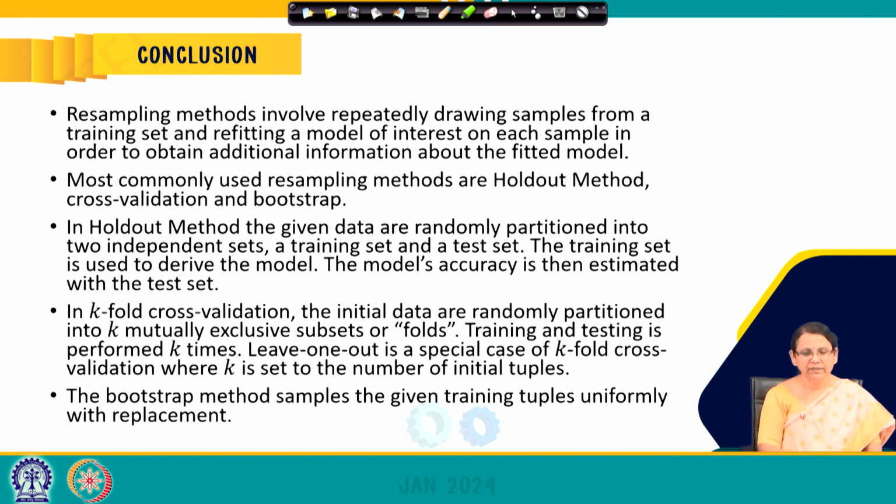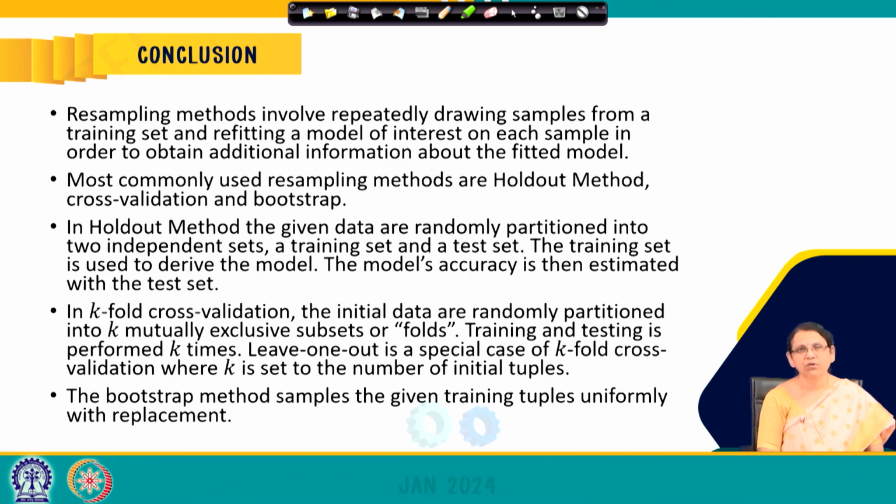Resampling methods involve repeatedly drawing samples from a training set and refitting a model of interest on the samples in order to obtain additional information about the fitted model. The most commonly used methods are the holdout method, cross validation and bootstrap. In the holdout method, the given data are randomly partitioned into two independent sets, a training set and a test set. The training set is used to build the model and the test set is used to test its accuracy.